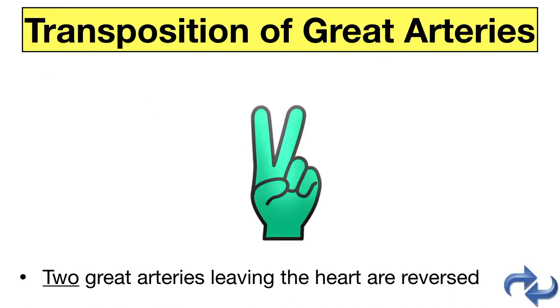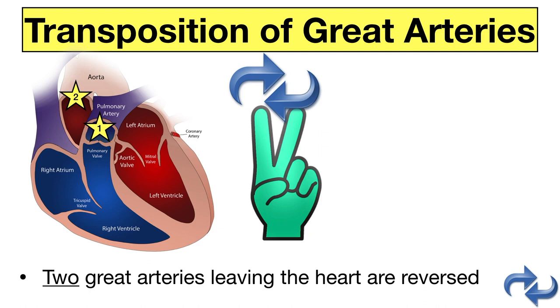The second cyanotic heart defect is transposition of great arteries. This time you're going to hold up two fingers, and you can even cross your fingers to represent the transposition. Transposition of great arteries is when the two main arteries leaving the heart are transposed or reversed. Remember we said the main pulmonary artery normally leaves the right heart and goes to the lungs, and the aorta leaves the left heart and goes to the rest of the body.